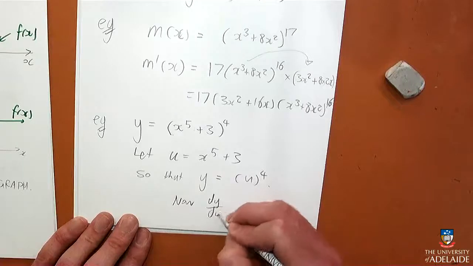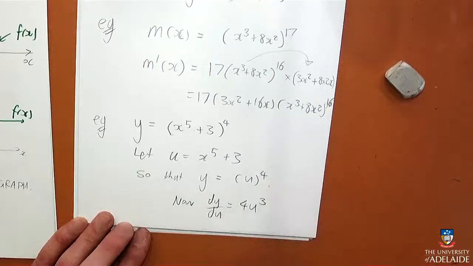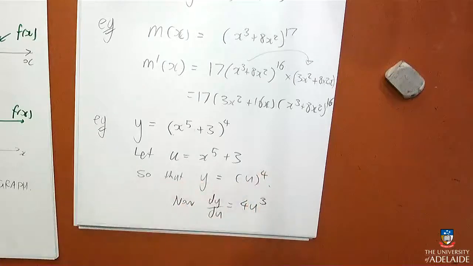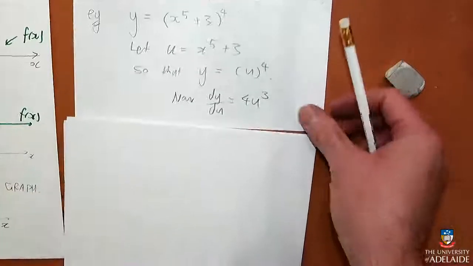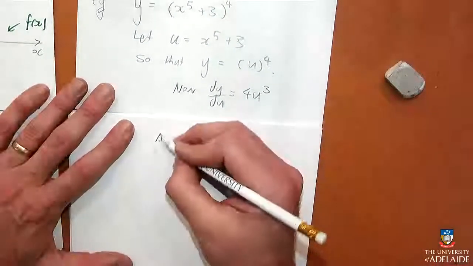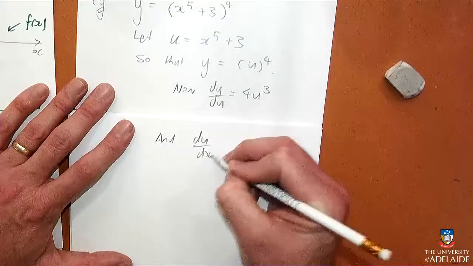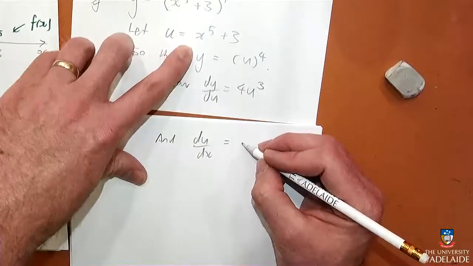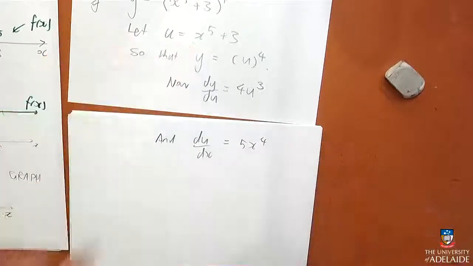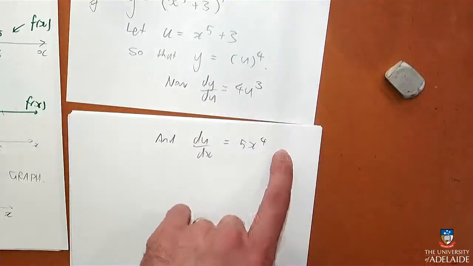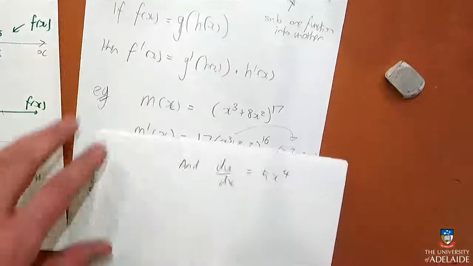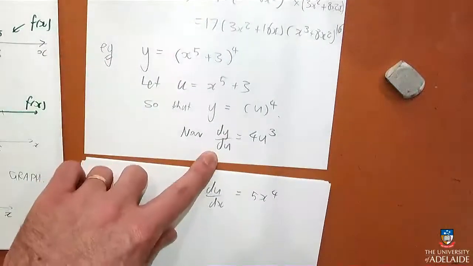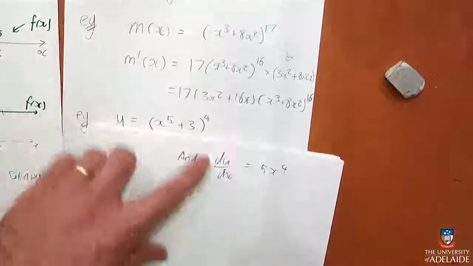Now dy on du is 4u^3, because we'll multiply by the current power and put the power down by 1. And du on dx is, let's see, we had an x to the 5, so 5x^4. Okay. And then the 3 went away because it was a constant added on. Okay, and so according to the chain rule, we should have the derivative of the outside function, which is the dy on du, times the derivative of the inside function, which was the du on dx.